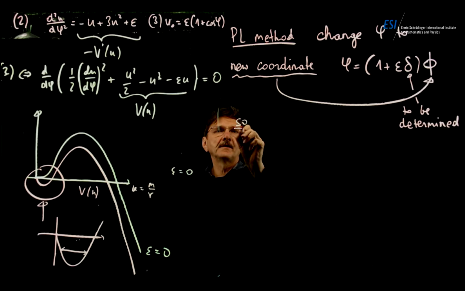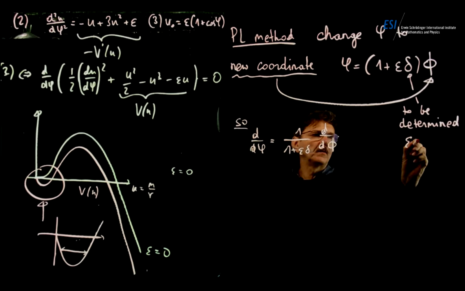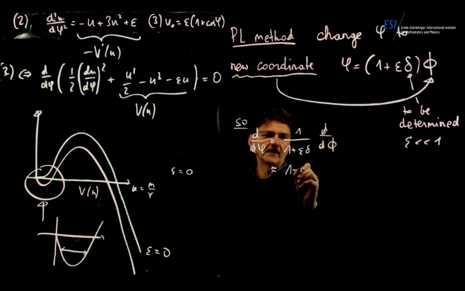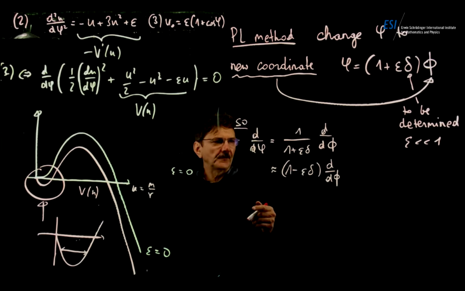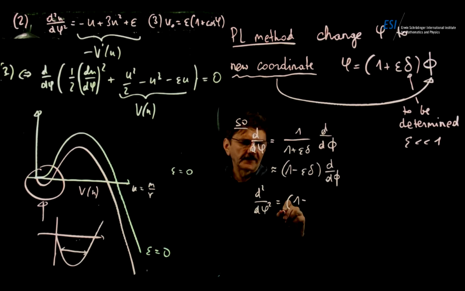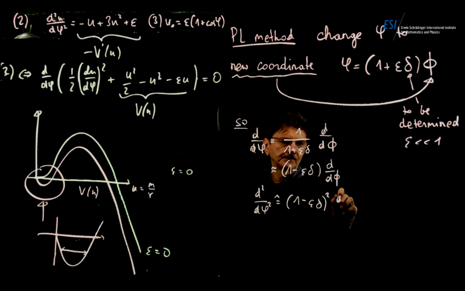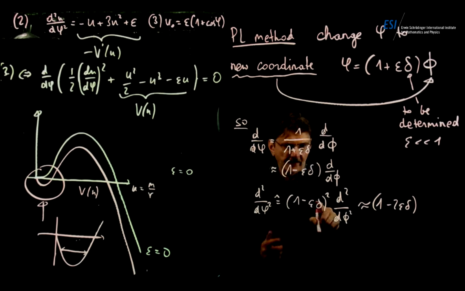So the first thing to do is to calculate d over d phi, which is 1 over 1 plus epsilon delta times d over d new phi. Because epsilon is small, this is about the same as 1 minus epsilon delta d over d phi. So we approximate 1 over 1 plus epsilon delta by this. I could keep quadratic terms in the equation if I wanted to, but let me not do this. For the second derivative, I just need to square this. This is an approximate equality. There's a dominant term 1, minus 2 epsilon delta, and the quadratic term, which I ignore.